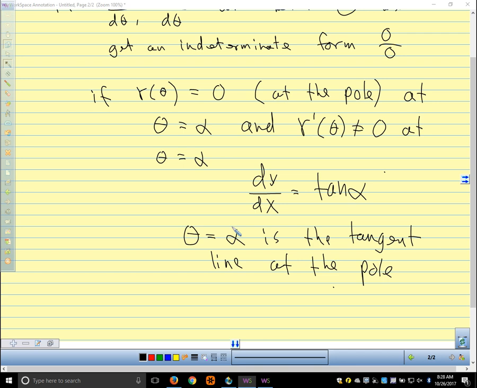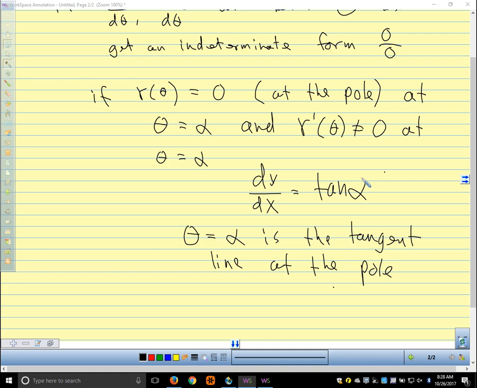So theta equals alpha is a line through the origin. Tangent of theta is the slope of that line. The tangent of theta is the slope of the tangent line. That's why that's called tangent. There you go. The tangent function gives us a slope. All right, so questions here.